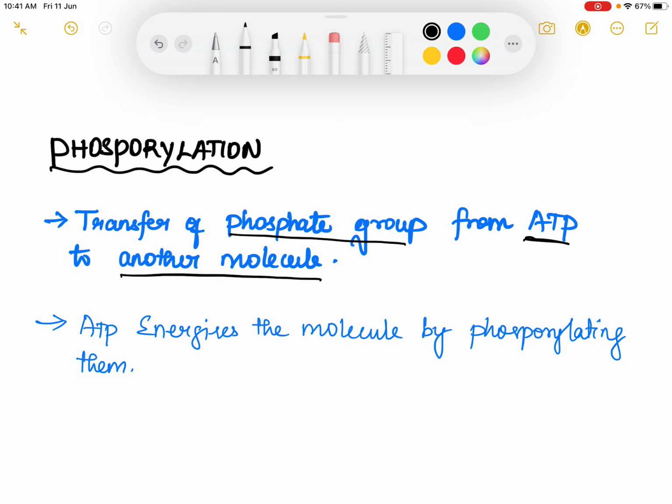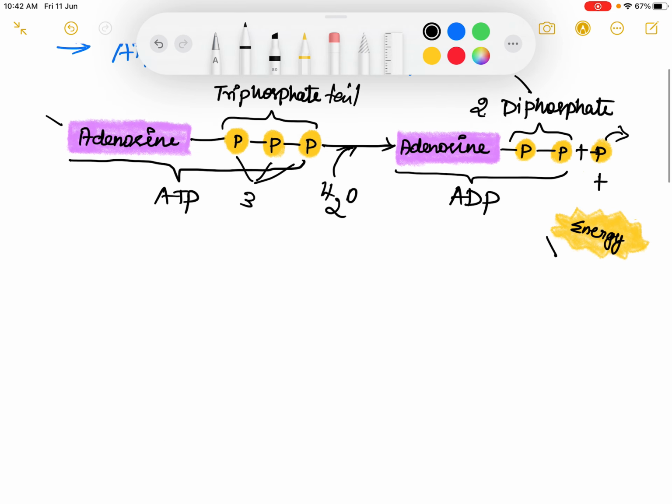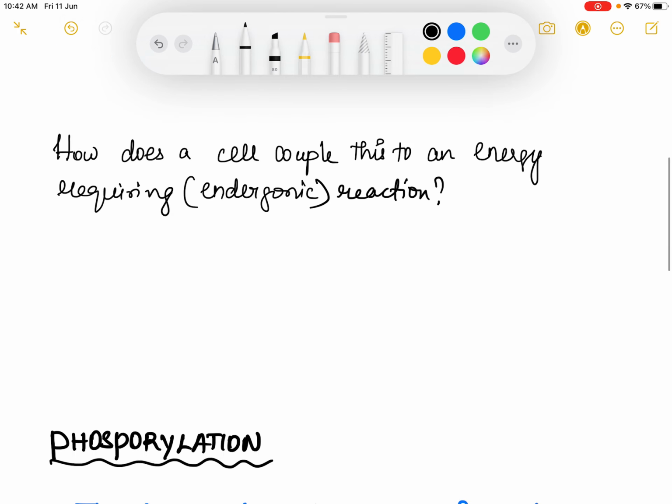Phosphorylation means transfer of a phosphate group from ATP to another molecule. So once energy is getting released, what this ATP does, it transfers that phosphate to another molecule. So ATP energizes the molecule by phosphorylating it. So this is the idea. So we saw here that the phosphate is getting removed, energy is released. So what ATP does, it transfers this phosphate to the neighboring molecule.